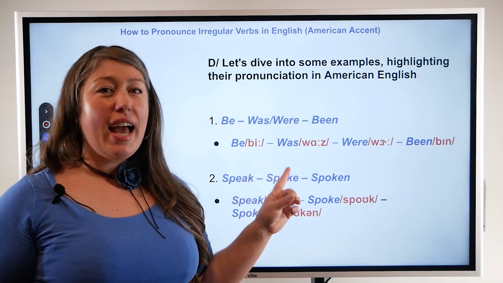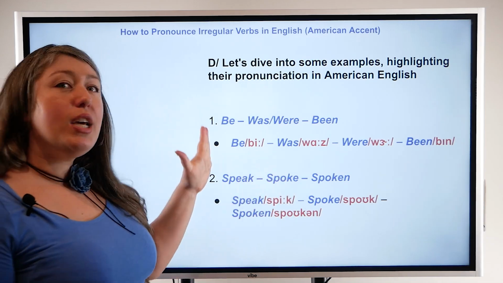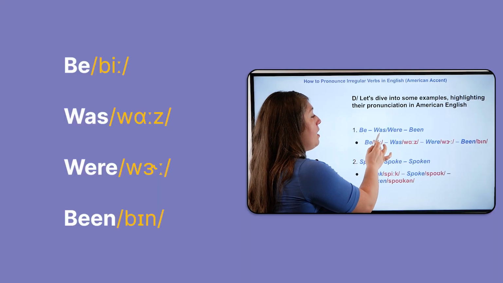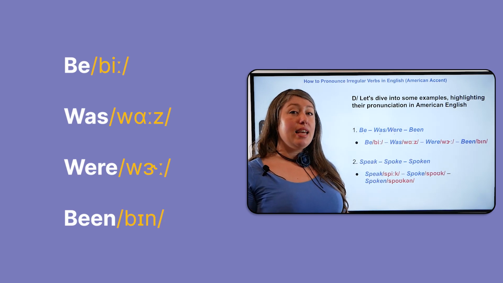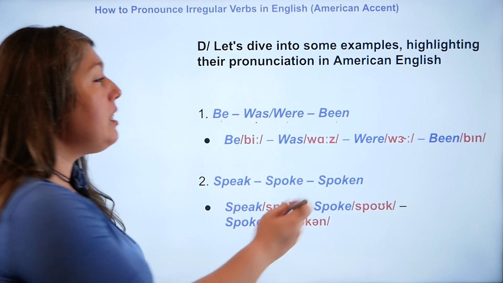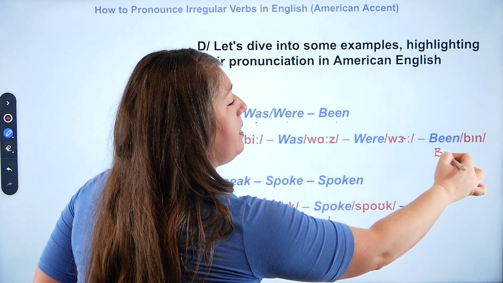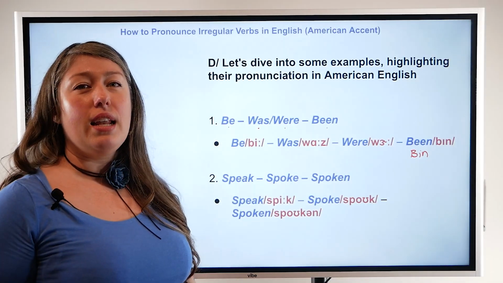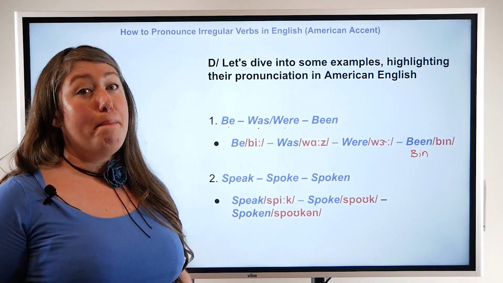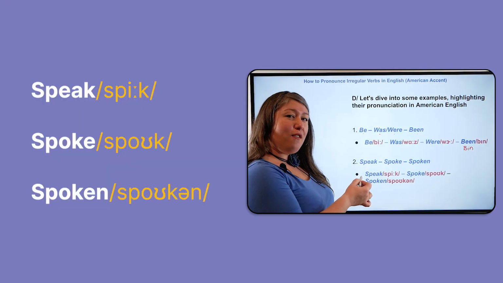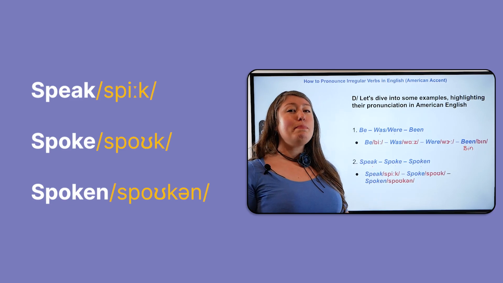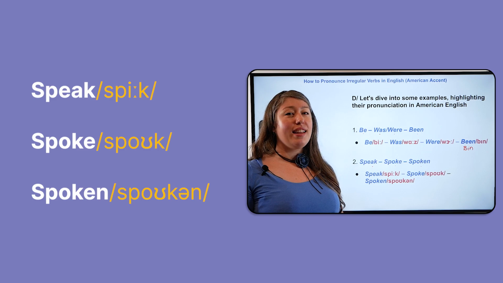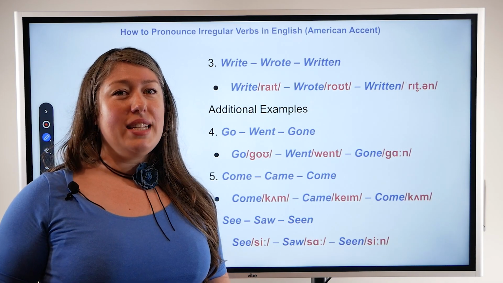Okay, so let's take a look at some more examples and practice. Let's look at the be verb. We've got be, was, were, and been. Say it with me. Be, was, were, been. This one's a little tricky because it sounds like we're saying the word been. We don't say been, we say been. And again, this might look familiar. Speak, spoke, spoken. Say it with me. Speak, spoke, spoken. Good. Let's practice some more examples together.